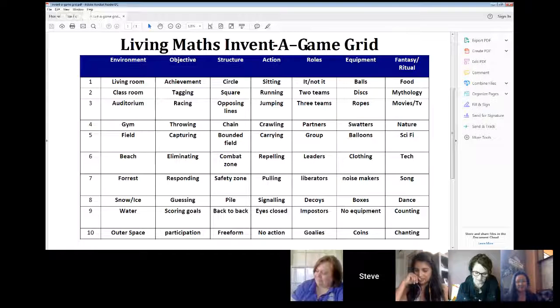Right. So now you know the categories. We have a field. It's a tagging game. There are leaders involved. There will be rope. There's a square. There will be crawling. And the theme of the game is that it's a type of song. So imagine how you would put all of those things together in a game. I'm going to start thinking of ideas now myself.